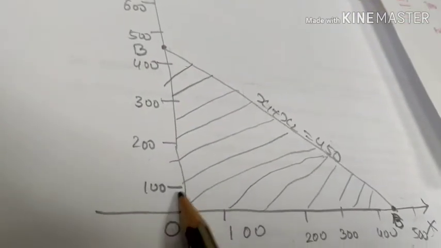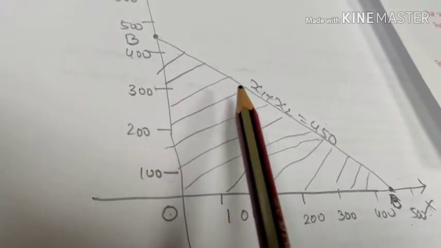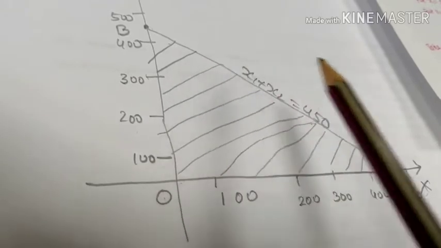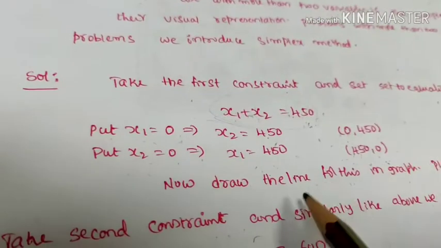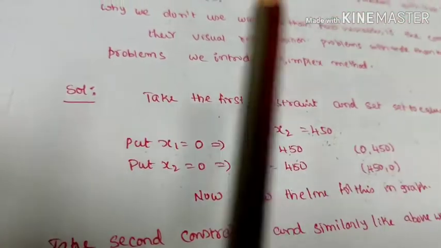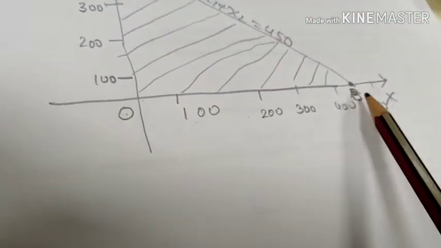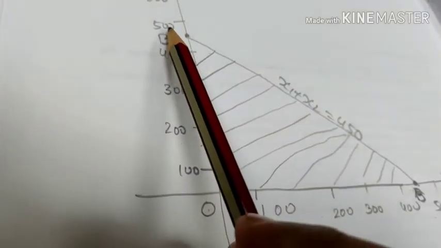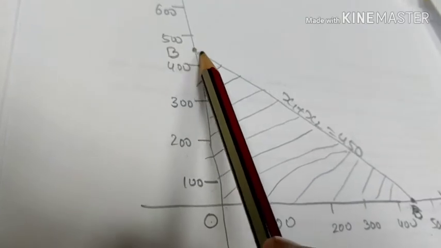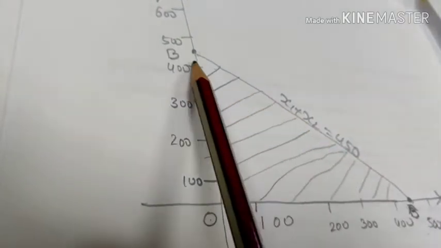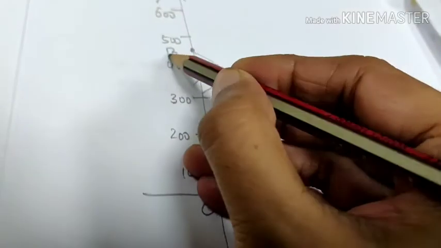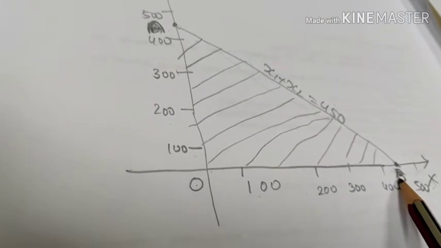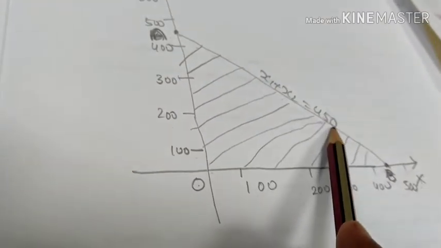Now the first line we will plot on the graph, that is x1 plus x2 equal to 450. So what are the points for this? 0, 450, 450, 0. So 450, 0 lies on the x-axis, so this will be the point. And here 0, 450 lies on the y-axis, so this is the point. So draw the line by joining these 2 points. I named them A and B. Now this line is x1 plus x2 equal to 450.